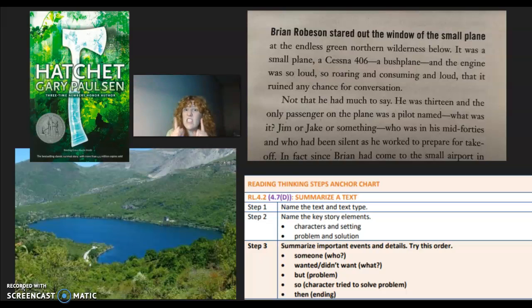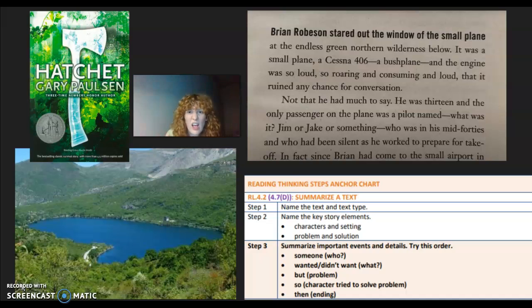Now, misconception alert. When we write summaries, we do not give our reader opinion. Only what the story is about. Do we give our opinion, class? No, that's right, we don't. I hope you did a disagree sign.